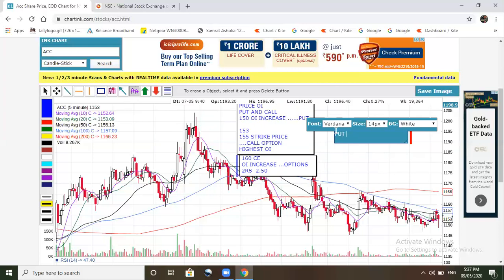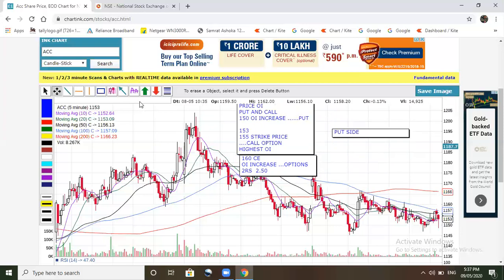So on the put side, what is happening, that you have to interpret. Like on the put side, if there is a short build-up, meaning open interest is increasing, and the price of the stock is increasing, it means it is a short put, meaning it is a good support. So one confirmation you have to take from the put side OI.